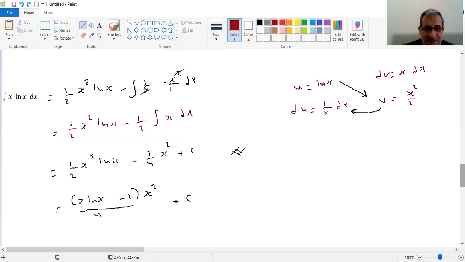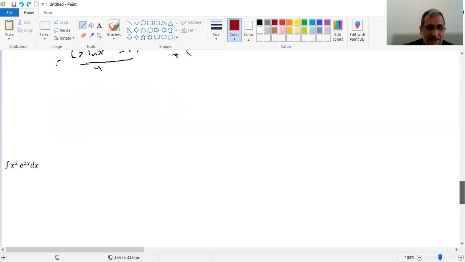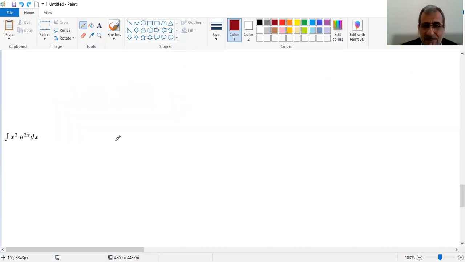Okay, then another one, what I have is integral of x squared e to the 2x, equal to, now u equal to x squared and dv equal e to the 2x dx. Now, what about the du, the derivative? The derivative is 2x dx.